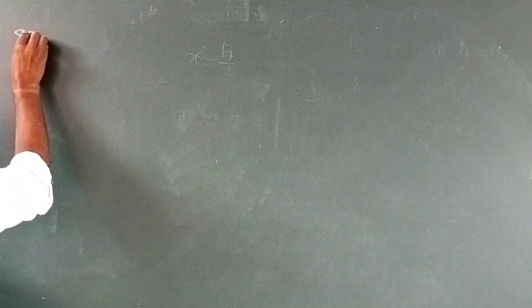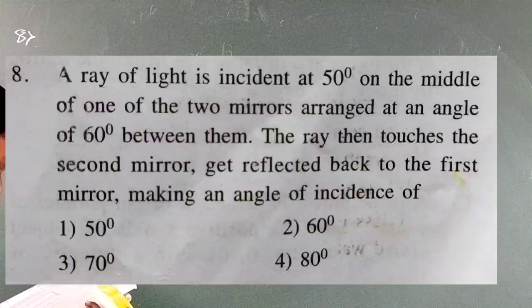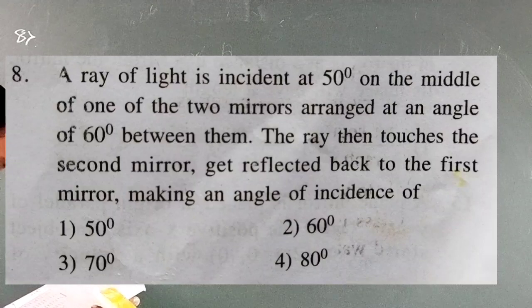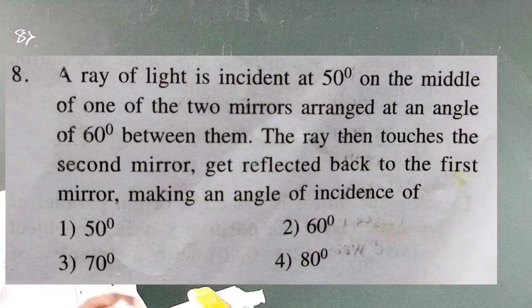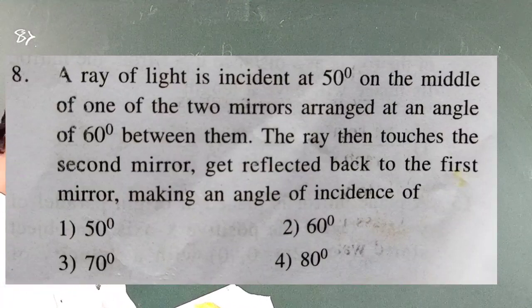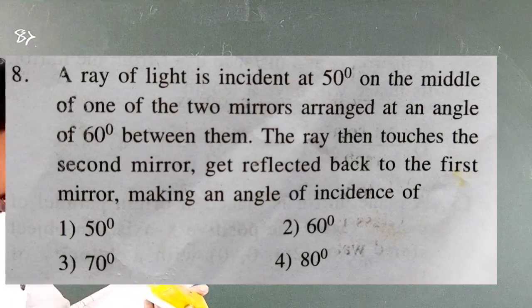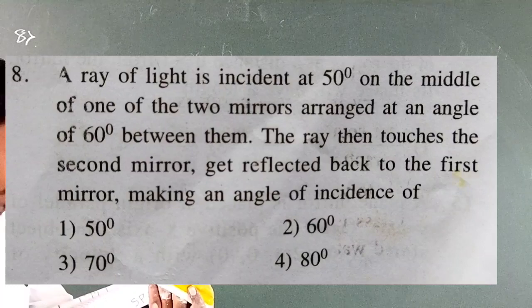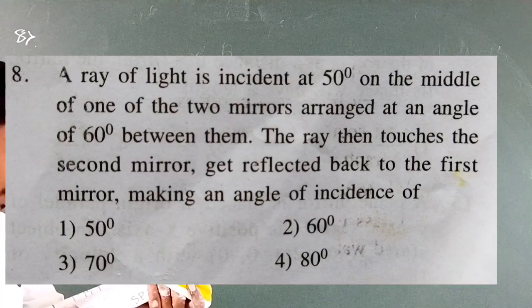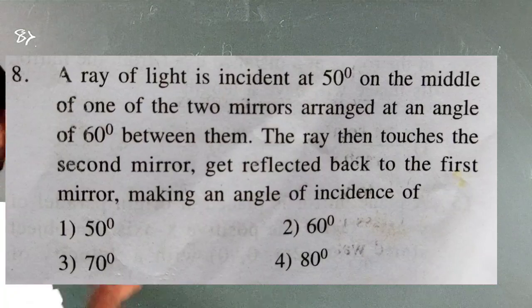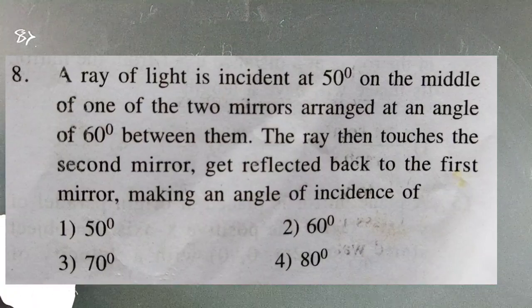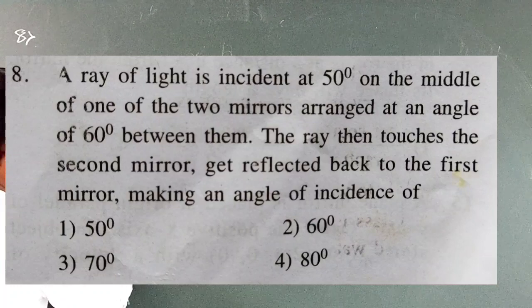Question number 8. What is question number 8 here? A ray of light is incident at 50 degree on the middle of one of the two mirrors arranged at an angle of 60 degree between them. Then what is the angle between the two mirrors here? 60 degree. The ray then touches the second mirror get reflected back to the first mirror, making an angle of incidence of here. I will draw the mirrors here. This is first mirror.